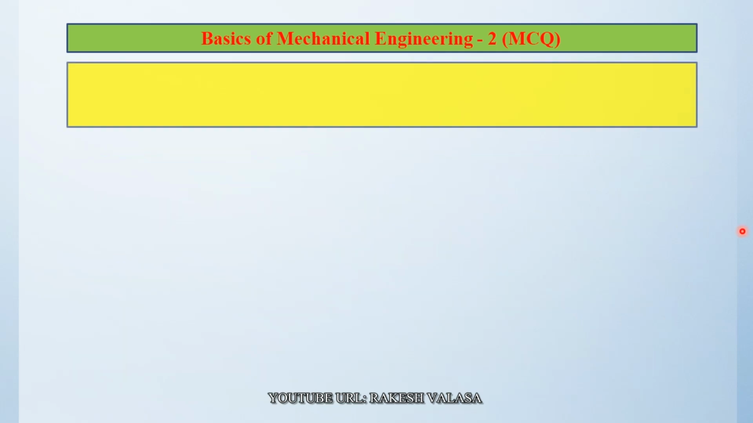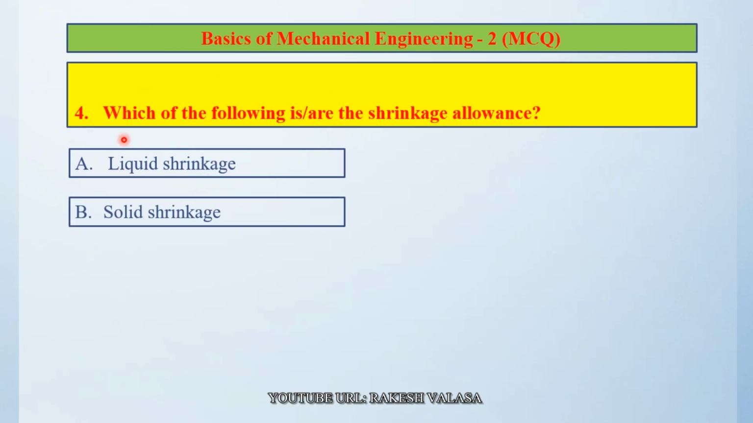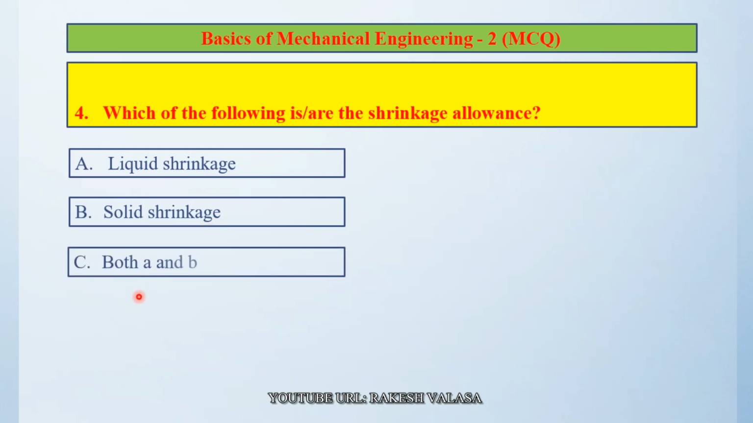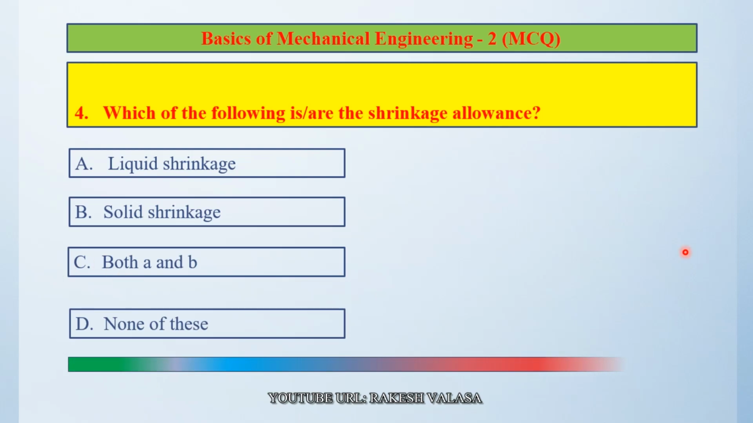Question number 4. Which of the following is the shrinkage allowance? Option A, liquid shrinkage. Option B, solid shrinkage. Option C, both A and B. Option D, none of these. The correct answer is option C, both A and B.